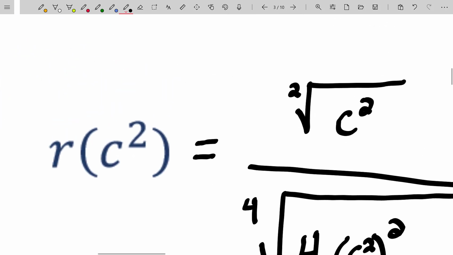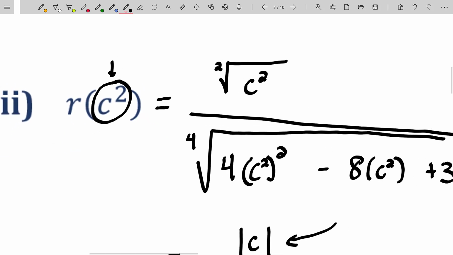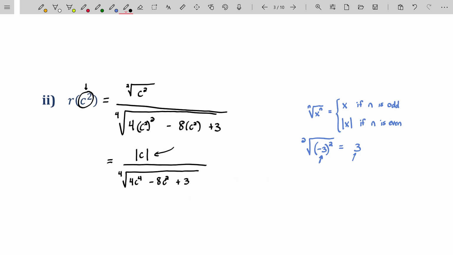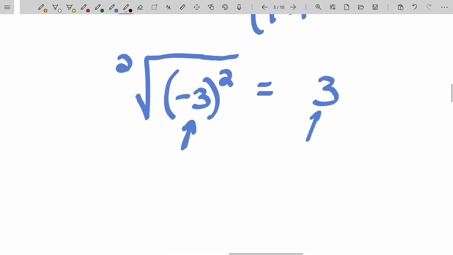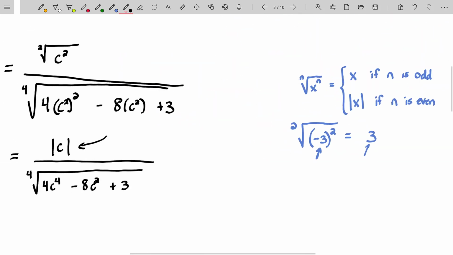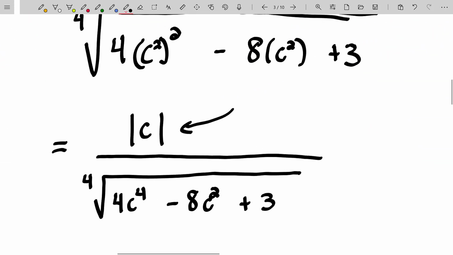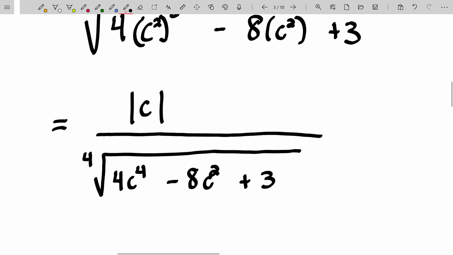The reason why we cannot is because what we're plugging into our function is c squared. And so nobody told me what c was. C could have been a -3, right? And so when we take -3 and square it, as we did over here, and then we take its square root, it returns +3. It returns the absolute value of that -3. So I do actually have to keep these absolute values on here.